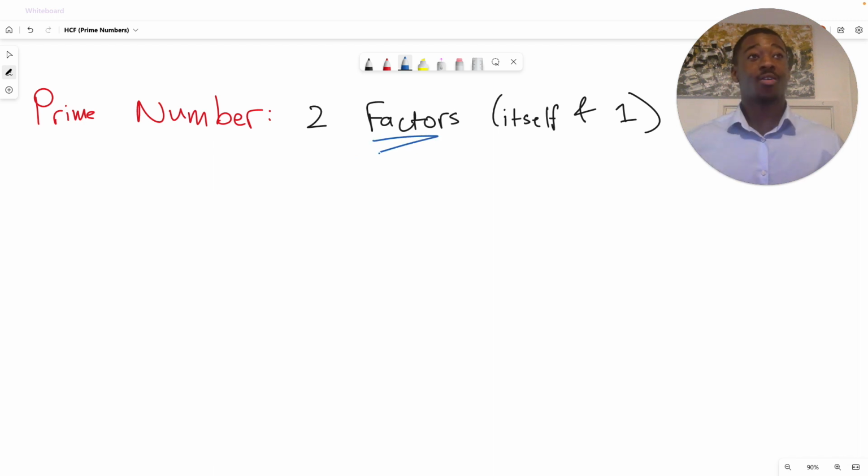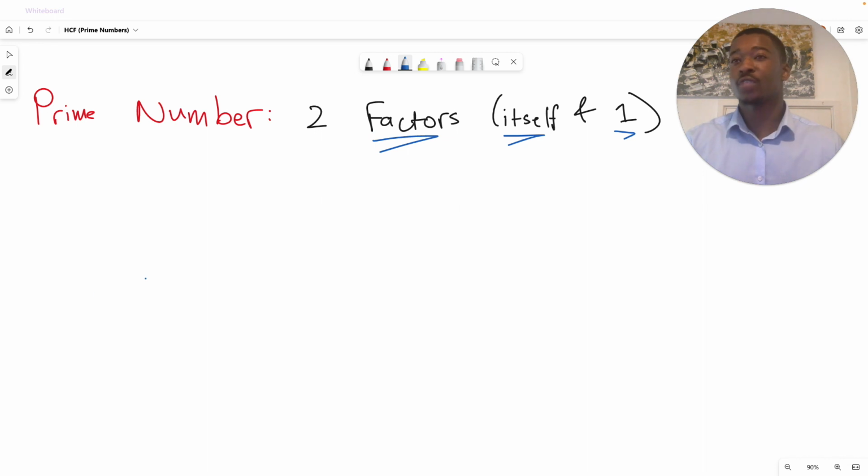So you can see our understanding of factors is going to help us out here. And those two factors are itself and 1. So any number that only has two factors, itself and 1, can be classified as a prime number. So let's try something. Using that definition, I'm going to write out the first 5 prime numbers, but I'm going to make a mistake. Can you spot the mistake?